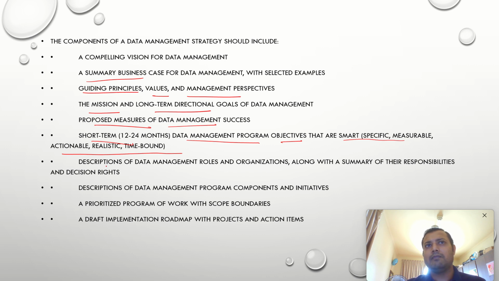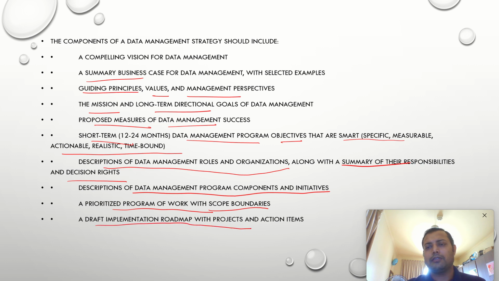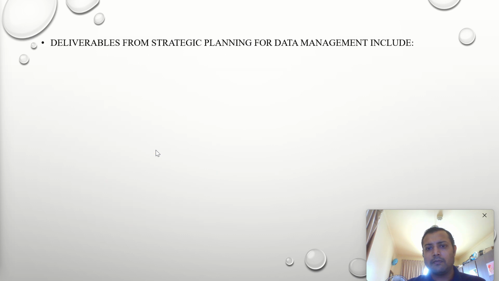At the same time, the descriptions of the data management roles and organizations should have a summary of the responsibilities and decision rights. It should have the descriptions of the data management program components and initiatives, and also a prioritized program of work with the scope boundaries clearly defined. There should also be a draft implementation roadmap with the projects and action items. These are some of the components that any data management strategy should include. Okay. Now, based on that, what are the deliverables that strategic planning for data management should have, right?